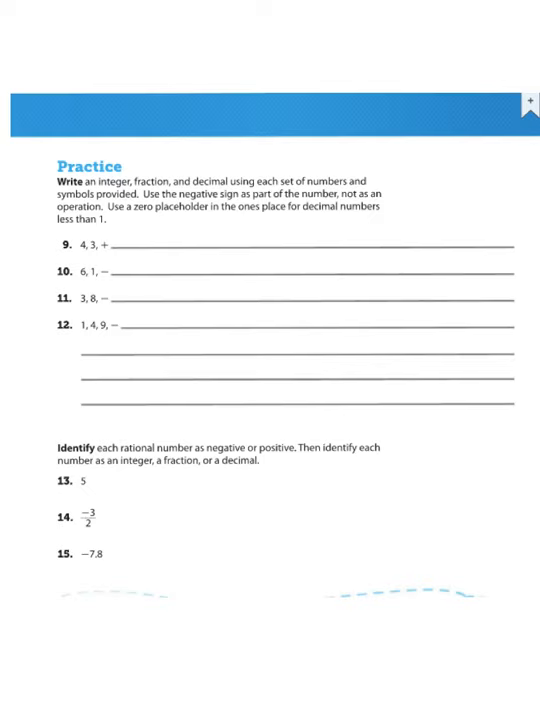So let's do our integer first. Remember, our integer is our whole number. So this could be 43. This could be 34. There's my two integers. For a fraction, this can be a positive 3/4, or this can be a positive 4/3.